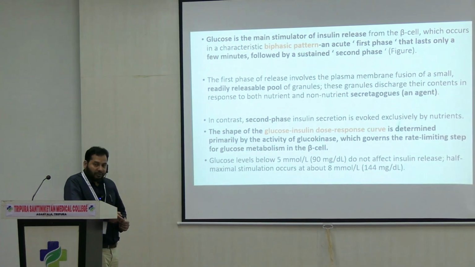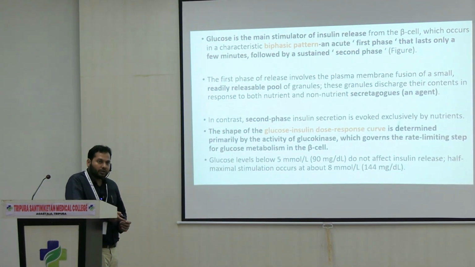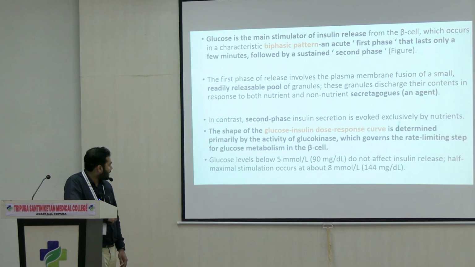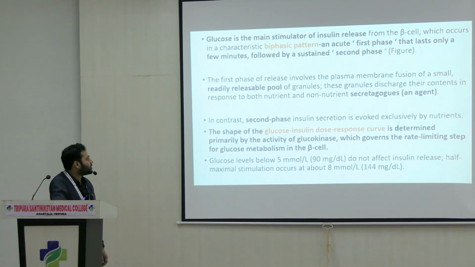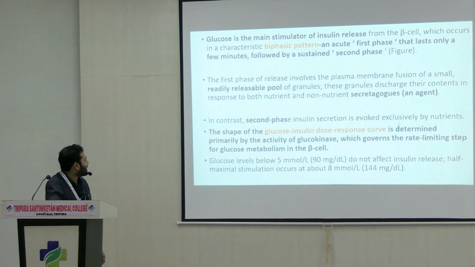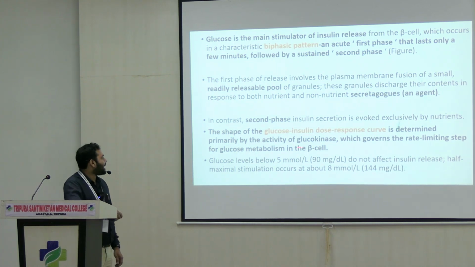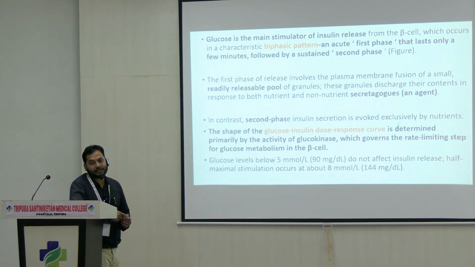Now, at the same time, insulin secretion can also be explained in some other ways, like by the glucose insulin dose response curve, right? So, what is the meaning of the glucose insulin dose response curve? See, the shape of the glucose insulin dose response curve is determined primarily by the activity of glucokinase, which governs the rate limiting step for glucose metabolism in the beta cells.